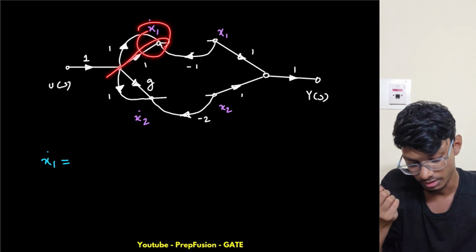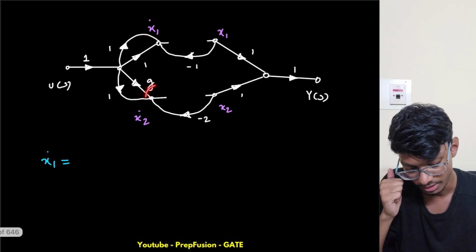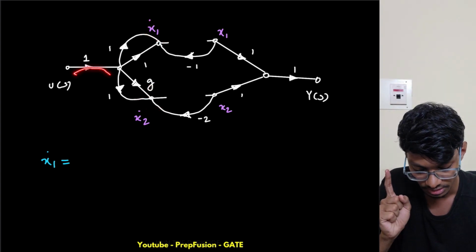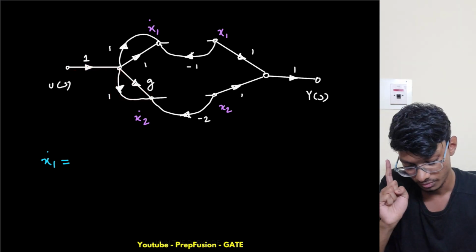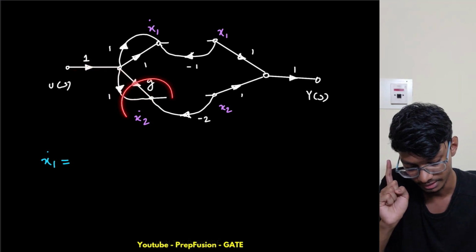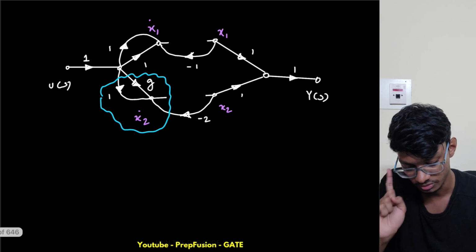So this I can make uncontrollable because u is always available to this state variable. Now but to this state variable what I can see is u is coming from here, but it is coming from here also. So I have to focus on this state variable, right? So I will focus on this one. Okay, so I will not write x1 dot, I will write x2 dot first.